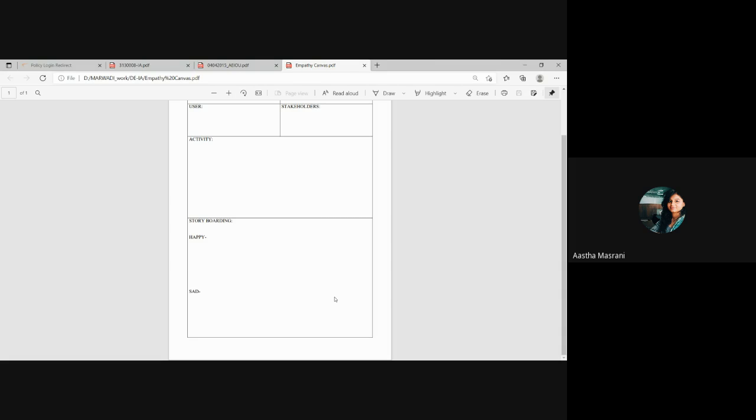Then the empathy canvas, the whole empathy canvas you are going to mention. From that empathy canvas you are going to get your problem. At the end you are going to say that this is what we observed and this is the solution that we are going to make for this problem.